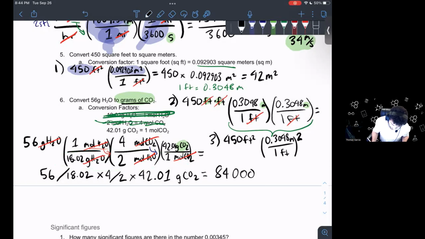84,000 about. And just doing some quick mental math, I realize that 56, a power of 10 divided by another power of 10, so something in the tens, something in the tens, should be somewhere in the ones. So 56 divided by 18 should be somewhere around 2.5 or 3, probably closer to 3, times and divided by something in the power of ones times something in the power of tens. I should have something in the hundreds probably, but I don't. I have something in the thousands. So I know I made a mistake.